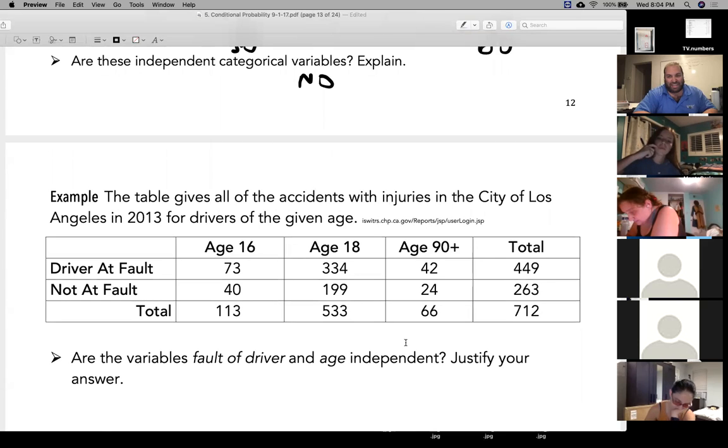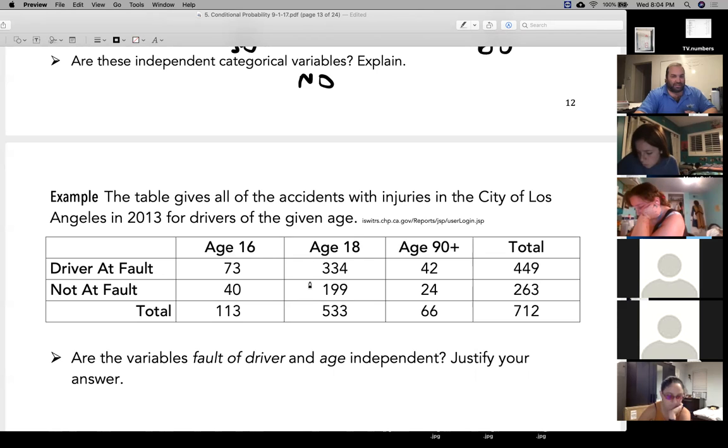So how many people in total were investigated in this study? 712. 712, right? So we understand the two-way table now and what all these numbers represent. The question is: are the variables fault or at fault and age of driver independent?